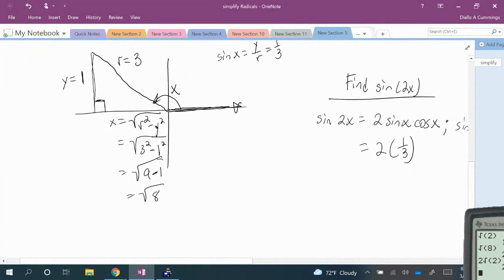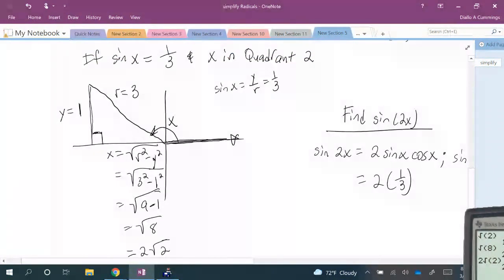So once you simplify the square root of 8, that equals 2 times the square root of 2. But I want you to notice something very closely. When we were working out this math, I got a positive 2 times the square root of 2. But keep in mind that I'm using this formula, and the formula doesn't actually take into account the direction, right?